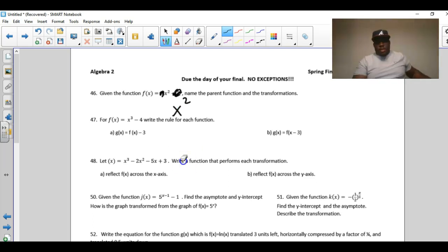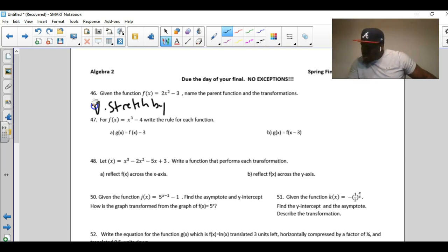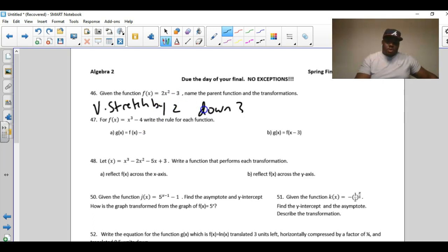Another way to look at it is this. What's going on here? We have a vertical stretch by 2, and you have a vertical translation down 3. So if you take those two things away, the only thing left is x squared. So x squared, there you go. Guys, this is the parent function.